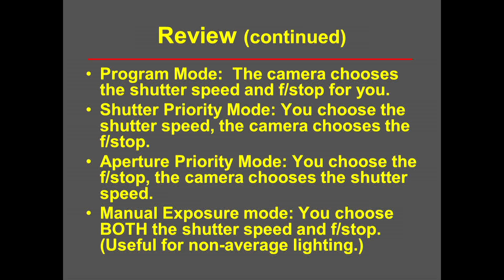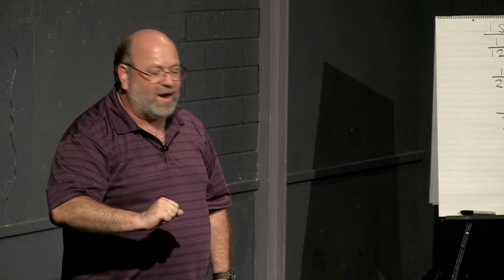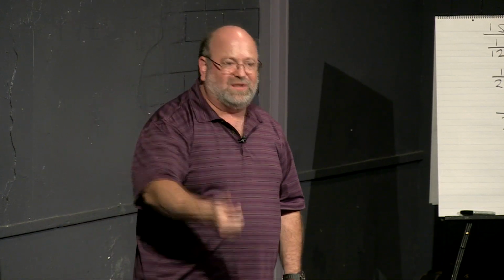Shutter priority mode. You tell the camera what shutter speed you want in case you're shooting sports or in case you want to blur. And it will make other adjustments to make sure the picture comes out 18% gray. Aperture priority. You tell it the f-stop. It will set the shutter speed based on the ambient light and the ISO. Manual exposure, you're in charge.